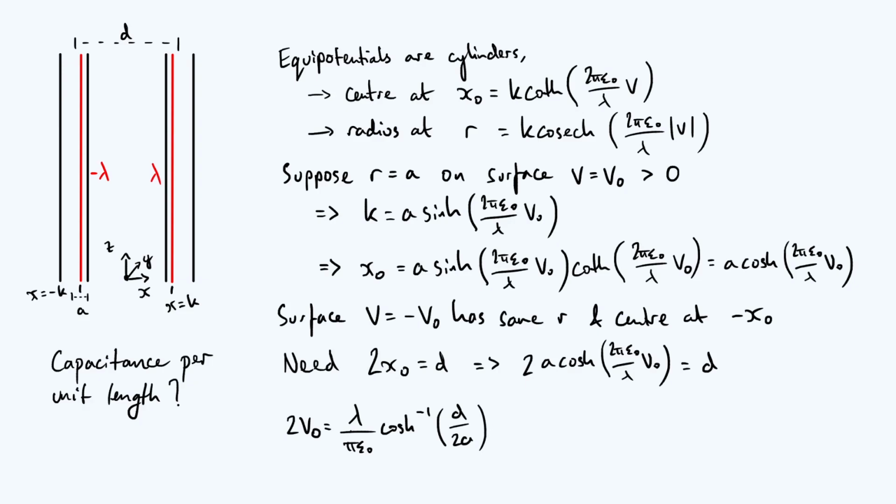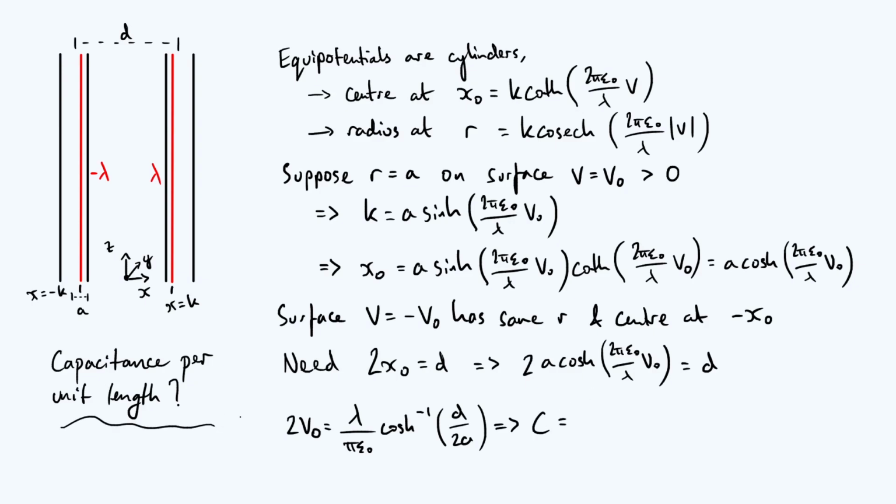Now the reason it's useful to have 2v naught on its own is that one of our equipotential surfaces has potential v naught, the other has potential minus v naught. Therefore the potential difference between them is just 2v naught, right? And therefore all of this stuff, lambda over pi epsilon naught inverse hyperbolic cosine of d over 2a, is an expression for the potential difference between the two wires. So all we have to do really is plug that potential difference 2v naught into our definition of capacitance. Remember that capacitance is just charge per unit voltage.